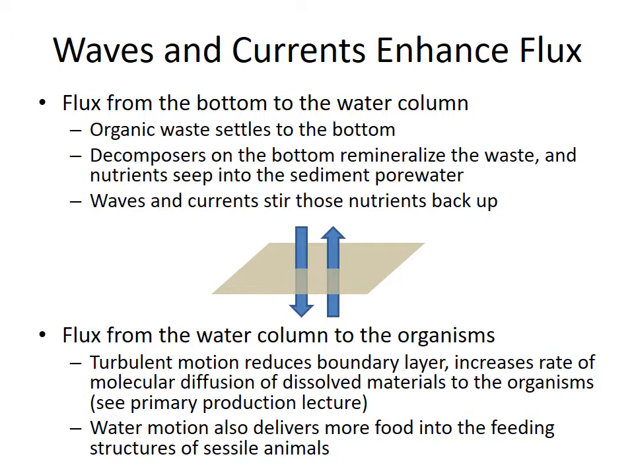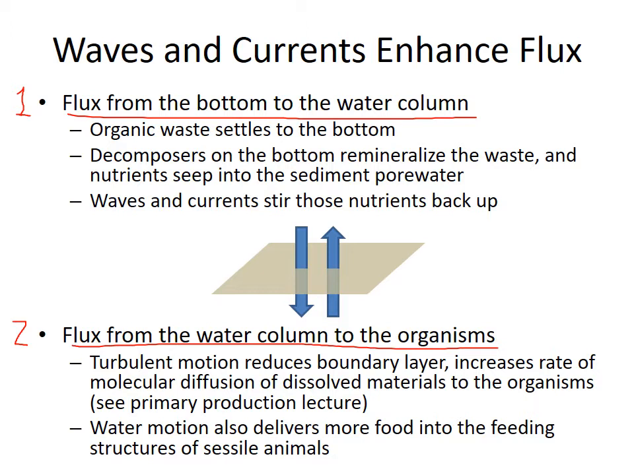And the two types of flux that waves and currents enhance are, one, flux from the bottom to the water column, and two, flux from the water column to the organisms in the water. And both of these fluxes can go the other way as well, so from the water column to the bottom or from the organisms to the water column. So this type of flux is actually a two-way thing. But I'll go through it so you can imagine how the flux from the bottom to the water column might work.